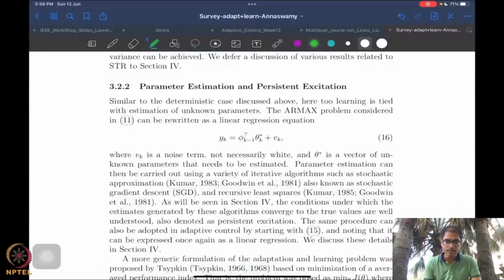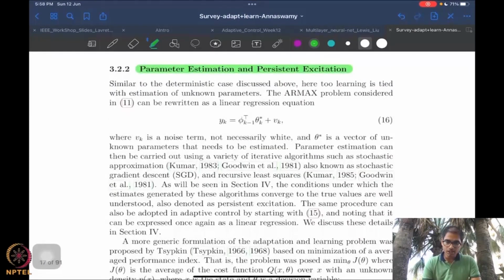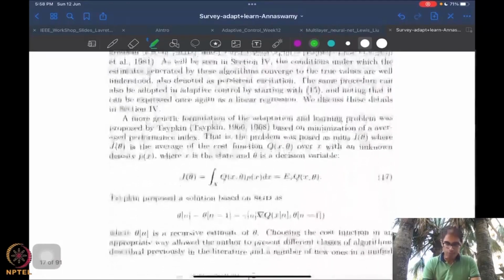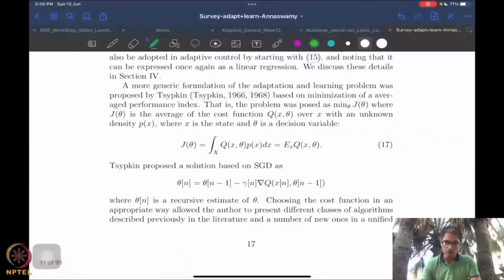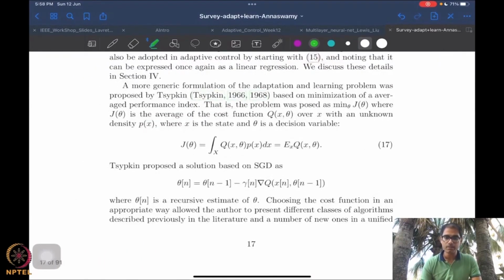And there is still the connection of parameter estimation and persistent excitation. That cannot, of course, be given up, even in this case. The conditions for persistence may look different, but the requirement for persistent excitation still remains.